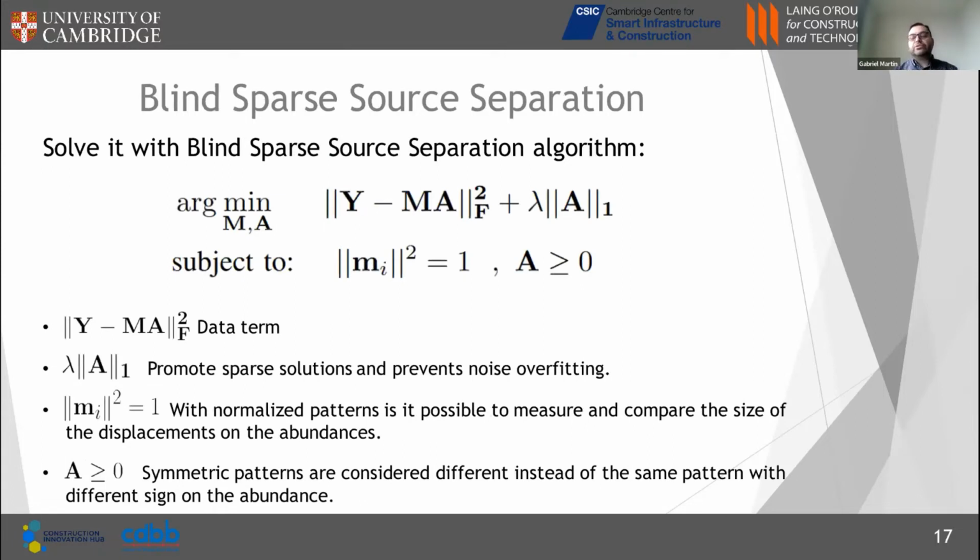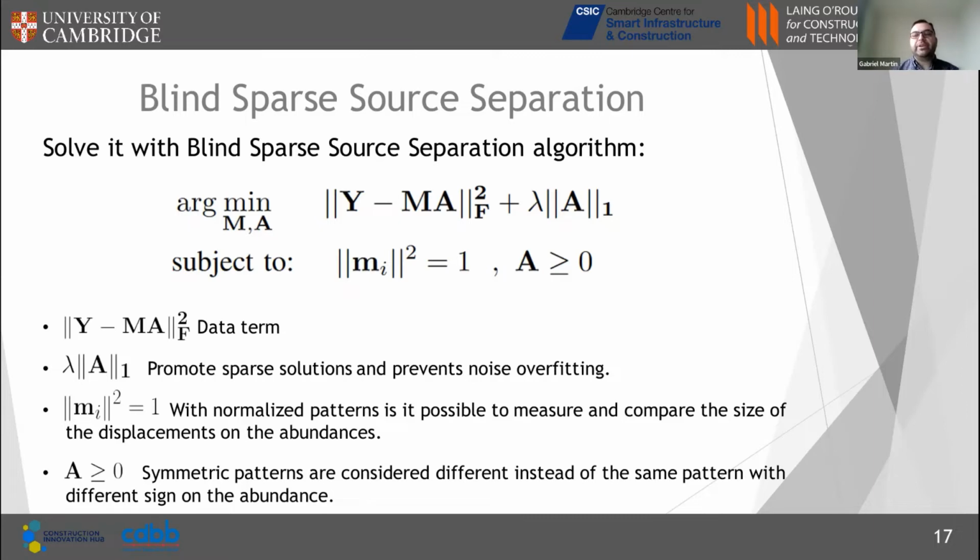So in order to solve this problem, we use this blind sparse separation algorithm. What we are going to do is to minimize this function with regards to M and A. The first term is a data term, and then the second term is the L1 norm over the abundances. This term promotes sparse solutions on the abundances.